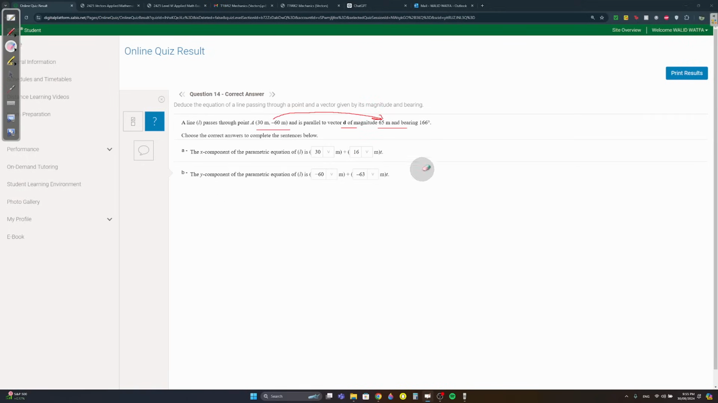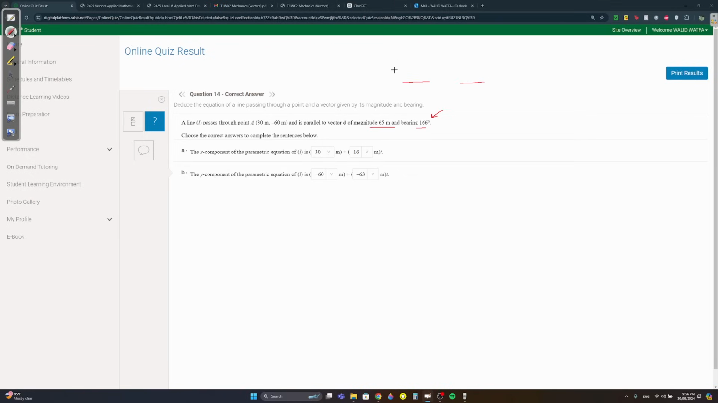In this case, they're being a bit annoying. They didn't give us the equation of the line directly. They gave us the polar coordinates of the equation of the line. Can we find it? Yes, we can. We know the magnitude of it is 65 and the bearing is 166. We can find the x component. We can find the y component.